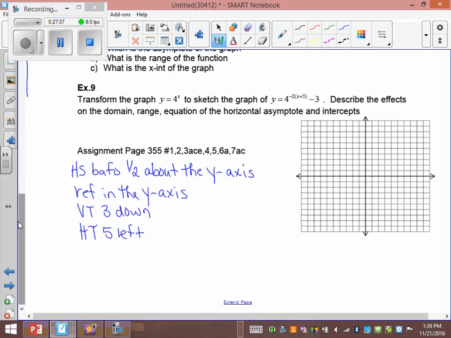The domain, x is an element of the reals. The range. Is my a value positive? Yes, my a value is a 1. So it's going to be y such that y is greater than my asymptote. What's my asymptote? Negative 3. It's just whatever my vertical translation is.